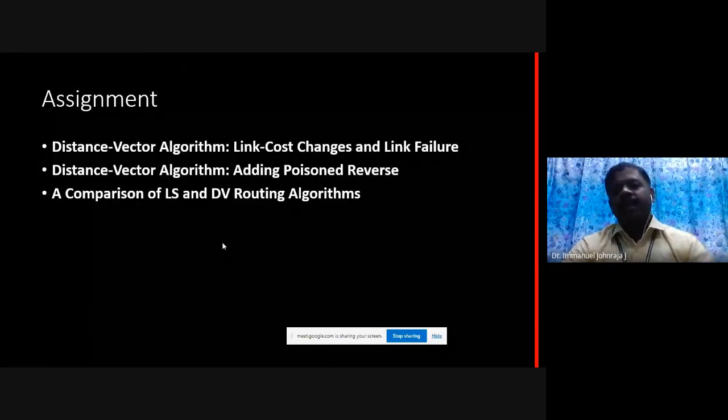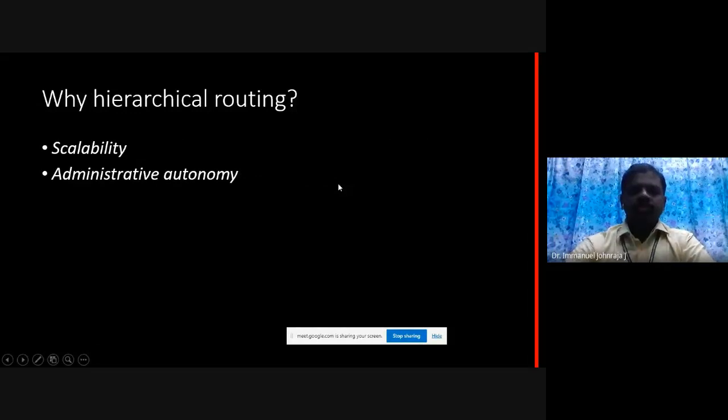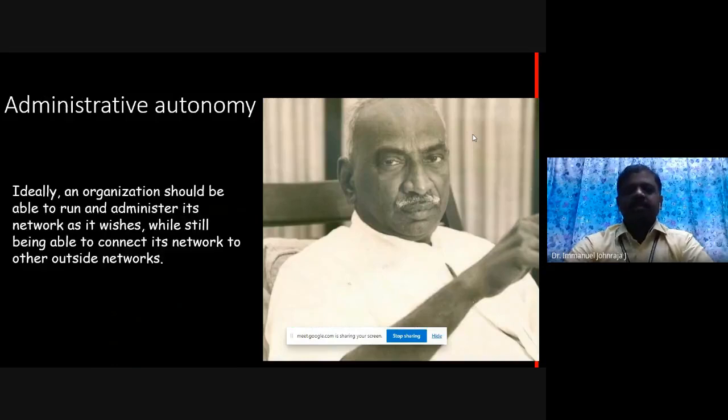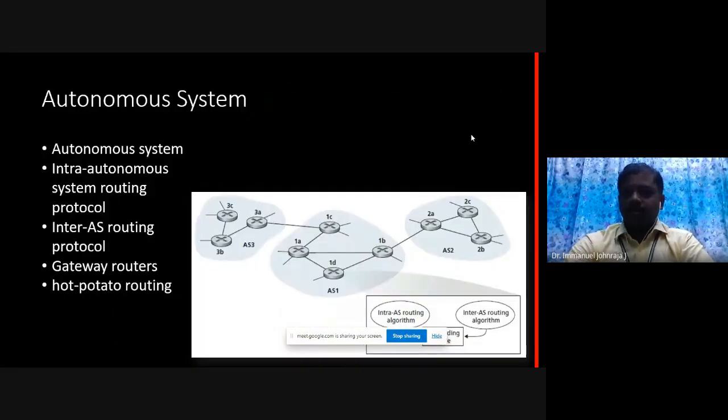Why should we have hierarchical routing? There are two things. One is scalability, the other one is administrative autonomy. I have used this to learn about scalability. We all have understood the necessity of autonomy. Why should we have an autonomous system, the scalability and the administrative autonomy, which you have dealt with a lot earlier. We also should know what an autonomous system is, what the intra-autonomous system is, where you require inter-autonomous system, what a gateway router is, and so on.